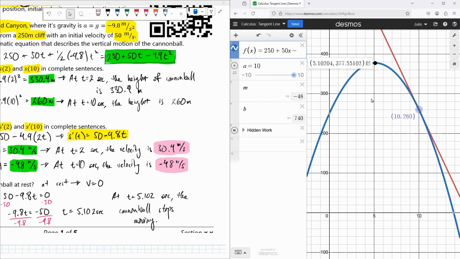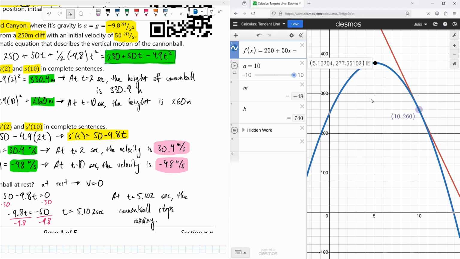377.55 meters. Okay, so what we found when we wanted to find when the cannonball was at rest, when the velocity is equal to 0, was when it was right at the tippy top. Does that make sense? At the very, very tippy top of its path, the cannonball stops climbing and has to drop. Whatever comes up must come down. That happens at 5.102 seconds.